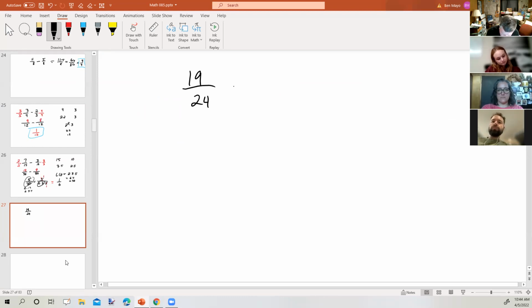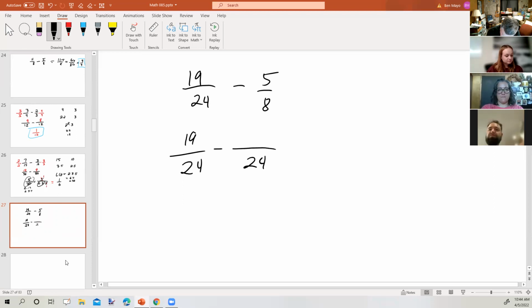19/24 minus 5/8. Well, can you see that 8 goes into 24? So 24 is going to be the least common denominator. Are you okay with that, just jumping to that conclusion? Okay. It ain't broke, don't fix it. So we need to turn 8 into 24. So we'll multiply the denominator by 3 and the numerator by 3. So the new numerator becomes 15.